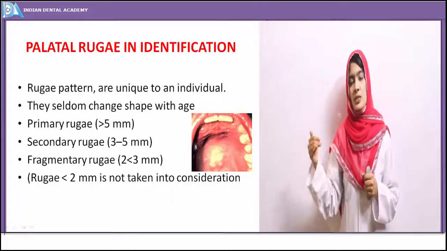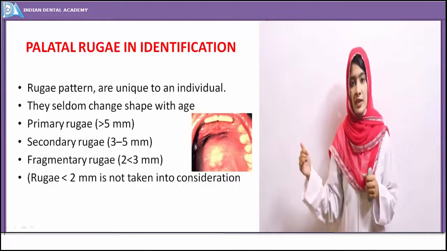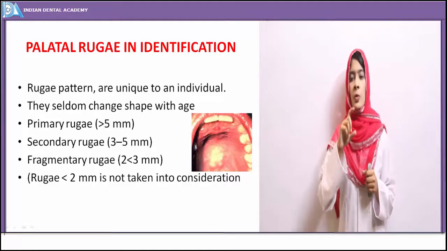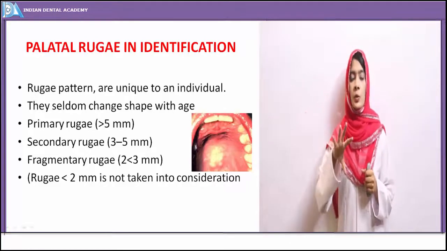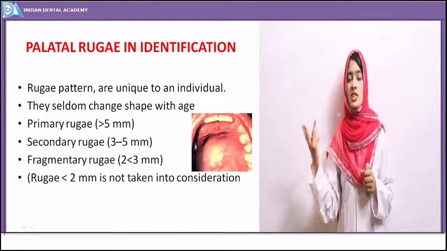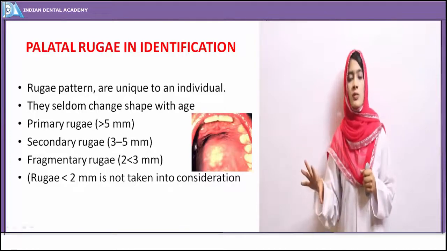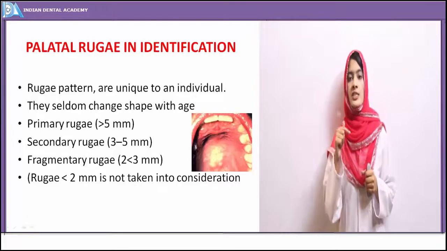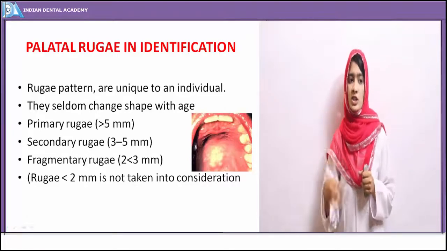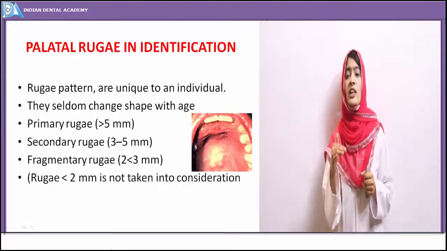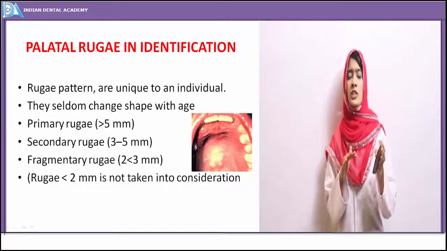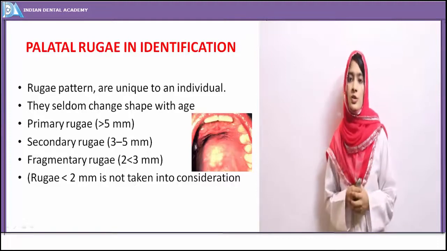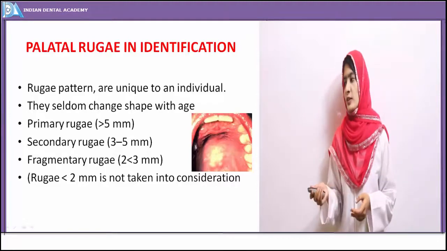And nowadays there are a lot of computer software programs available. What they do is mark a few of the specific points present in the rugae, and both the antemortem and postmortem data are compared by the computer software, and they give a diagnosis whether the individual is identified, whether it is a probable identification or a possible identification, and at what level the match is present between the antemortem and postmortem data. Okay, so the rugae are also very important and unique to the individual.